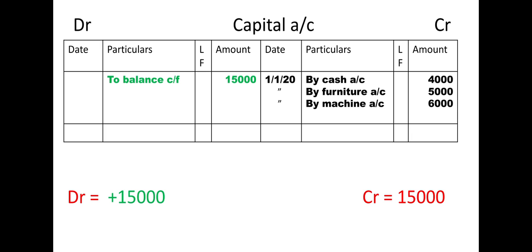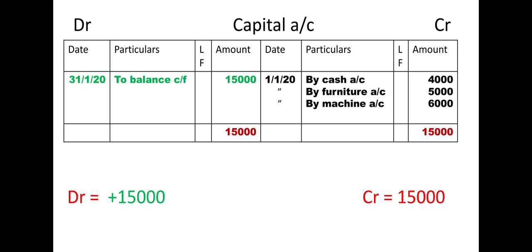15,000. Now which date should I write? We are doing the sum of January, student. 1st January. So what is the last date of January? Yes, 31st January. Done. Now both the totals are equal. You can see I have cast the total, and debit and credit are equal now.